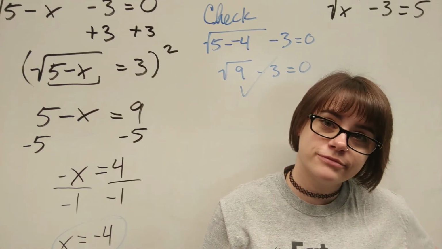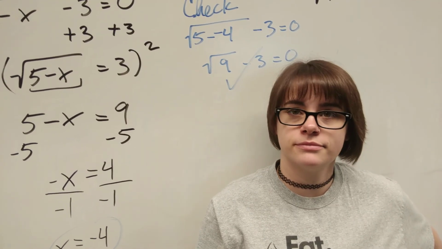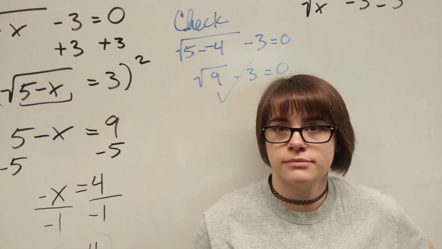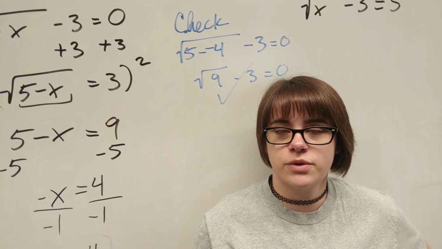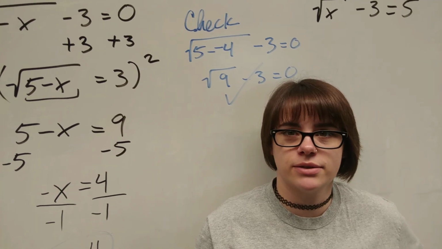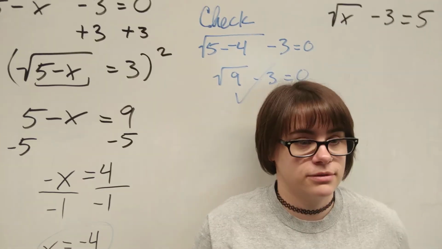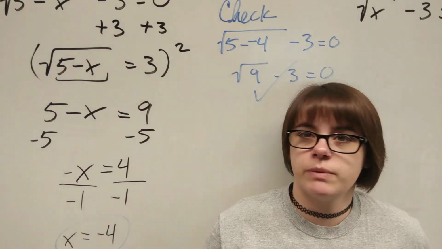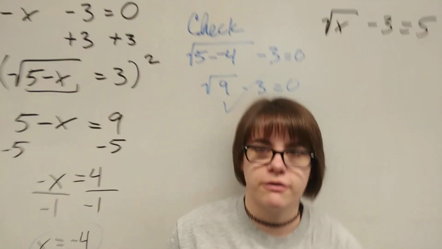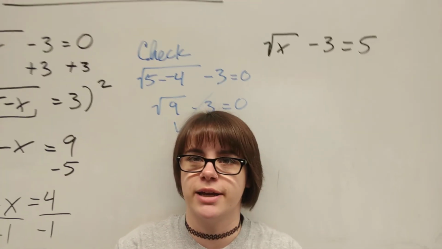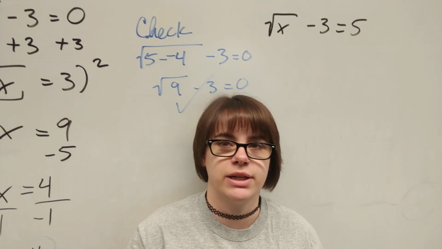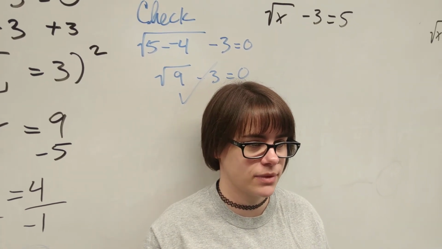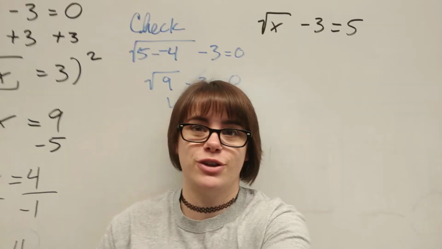So when you do the check, does it not matter if it's the square root? Well, the square root of 9 is 3, and 3 minus 3 is 0. I literally just replace x with -4. So 5 minus -4 is 9. Square root of 9 minus 3 is 0, and that works. Do 2 and 3 without me. Go.